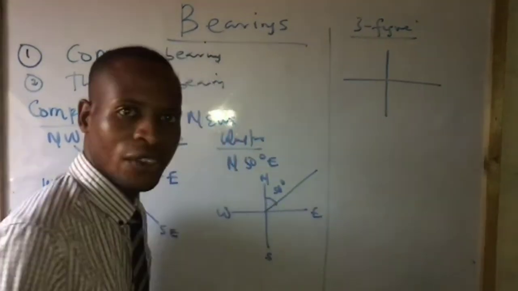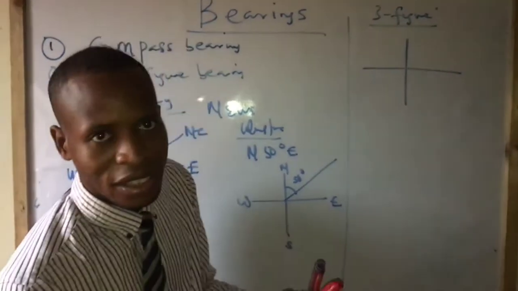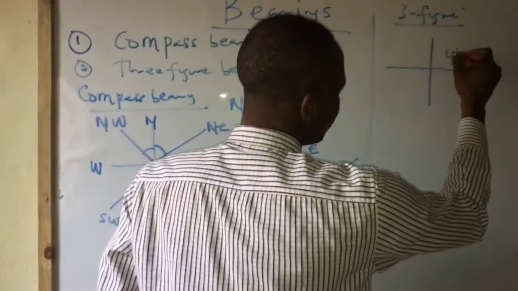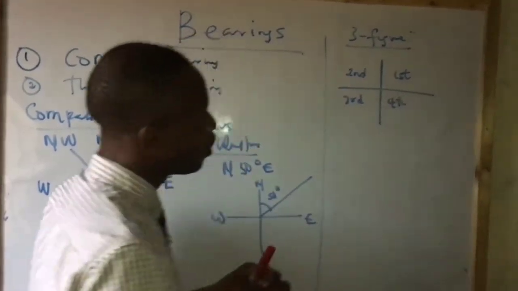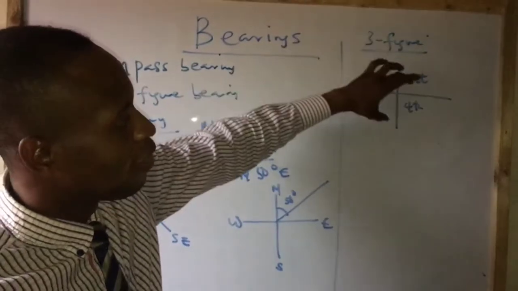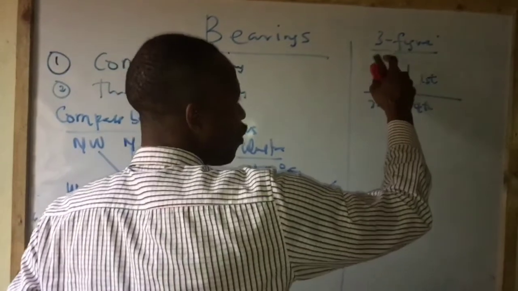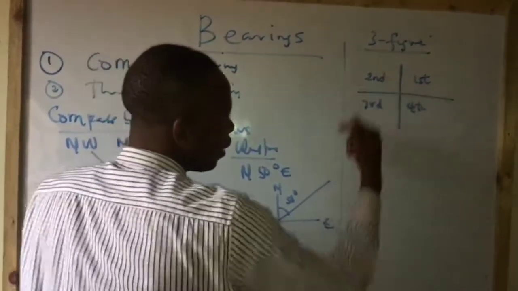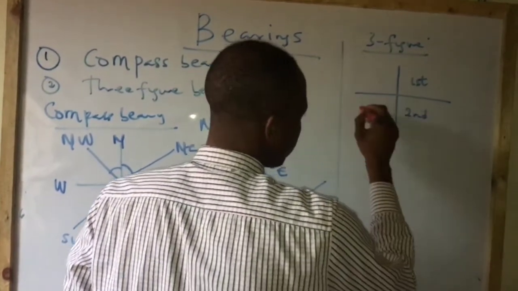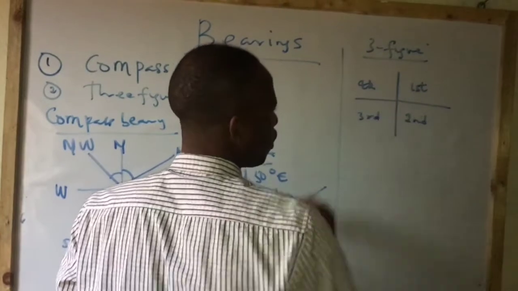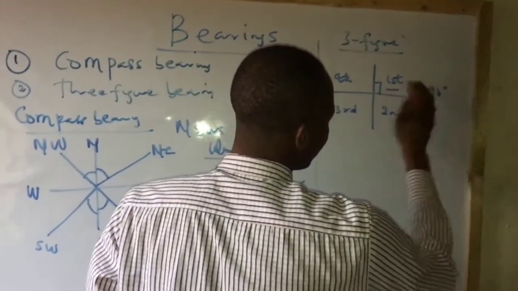Now remember something: we have quadrants in mathematics. Quadrant is actually anti-clockwise. That is, you move like this. The first quadrant is here, second is here, third is here, fourth is here. But in the issue of three figure bearing, it is the reverse of this quadrant. That means if quadrant is moving anti-clockwise, three figure bearing will be moving clockwise. So instead of this, it's now going to be like this: first, second, third, fourth.